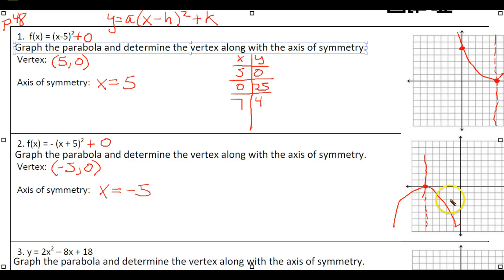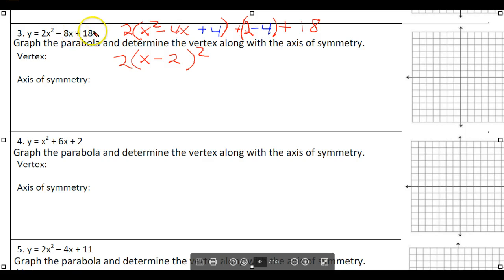So just sketching it in, there's our maximum, which is 0. It's opening downwards because of this negative here. And there is our vertex. And it has this shape.